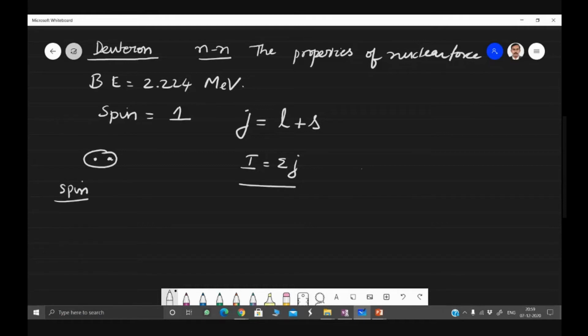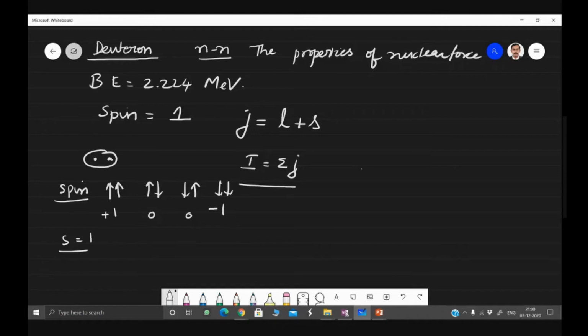That is, it can be both up, or one up, one down, or one down, one up, or both down. Suppose I denote this as +1 and -1. So plus-plus, plus-minus, minus-plus, minus-minus. So this makes four different possibilities. That means we have two different states.